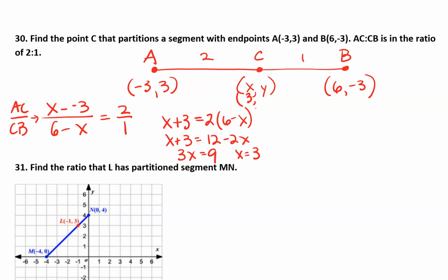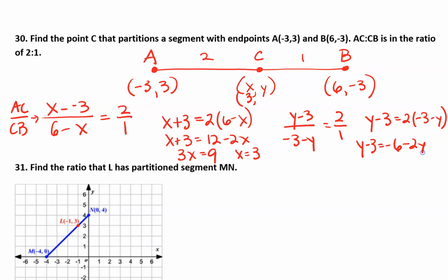And then the next ratio would be for the y's. So I'm going to do y minus 3 should be proportional to negative 3 minus y. That should be in a 2 to 1 ratio. So that means y minus 3 should equal 2 times negative 3 minus y. y minus 3 equals negative 6 minus 2y. Add 2y to both sides, you get 3y. Add 3 to both sides, you get negative 3. So y equals negative 1.